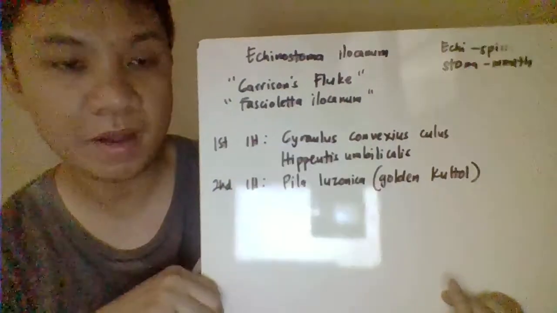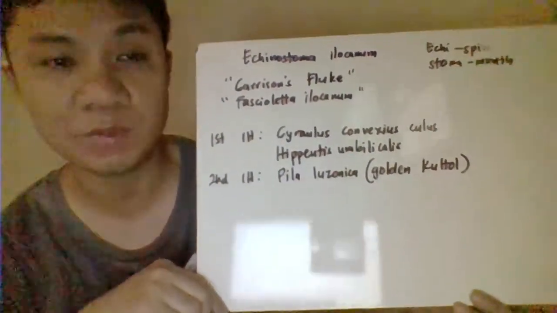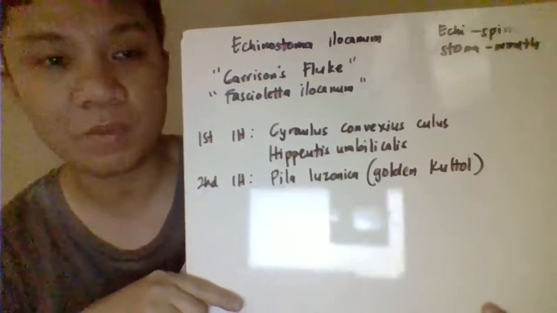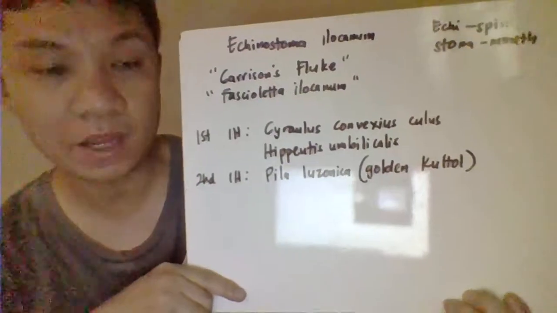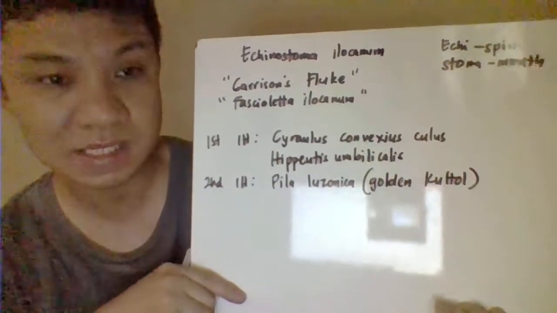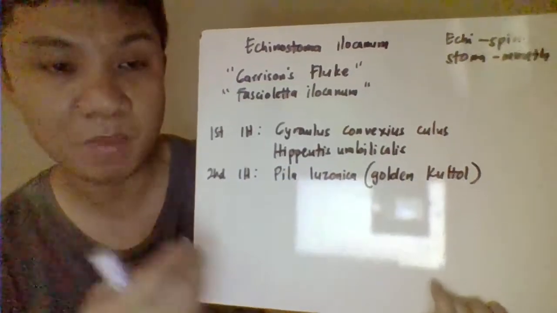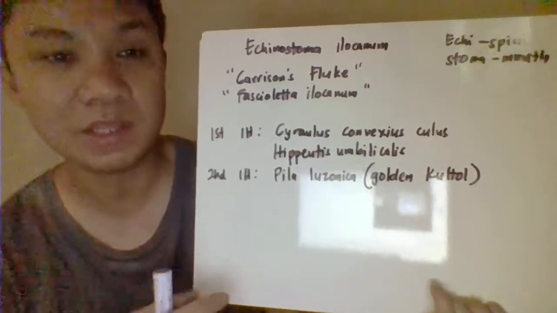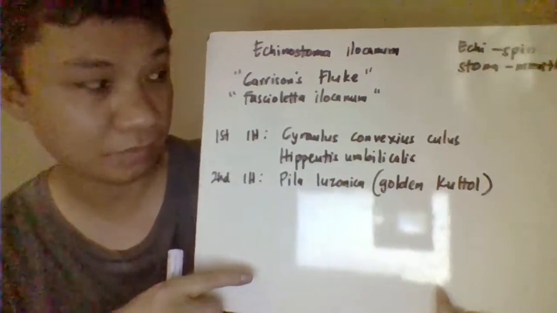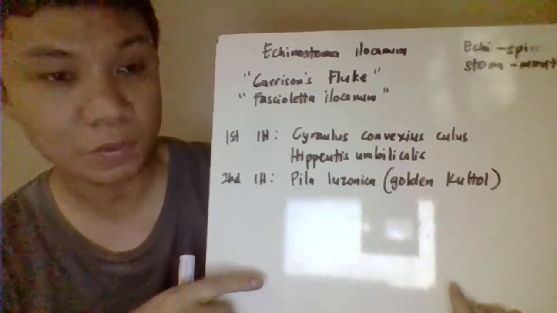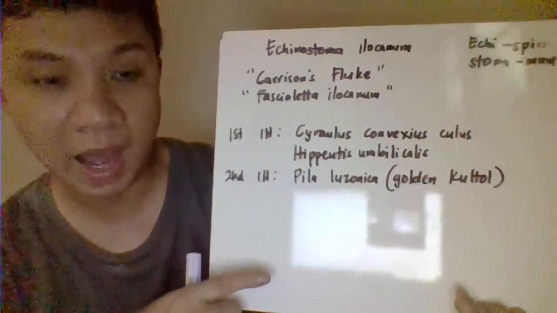Okay, the next one we have here is Echinostoma ilocanum. From the word ilocanum, this one has been identified here in our country, in the Ilocos region. The word echinostoma: echino means spines, and stoma means mouth. So you're expecting that the mouth part of this adult worm most likely contains spines, making this your echinostoma. Other names for that are Garrison's fluke and Fasciolaeta ilocanum.